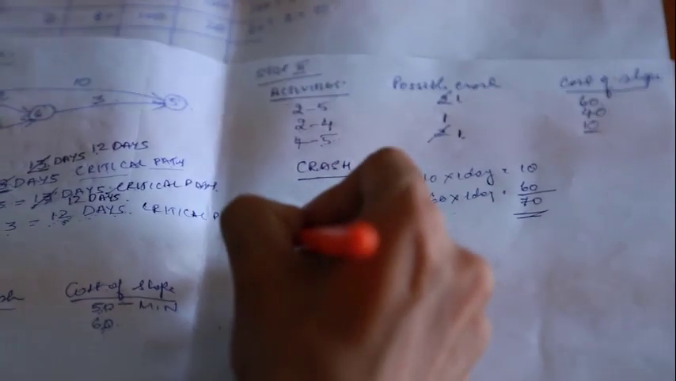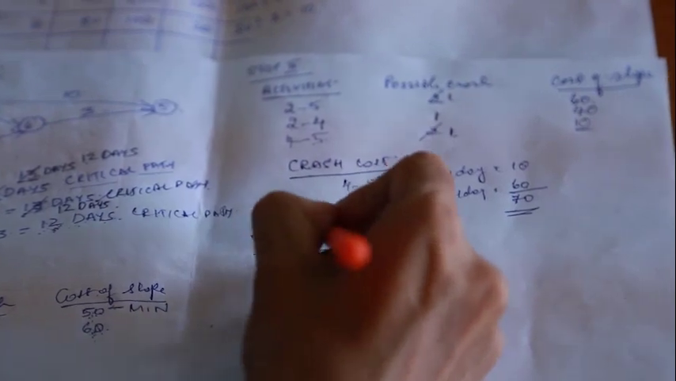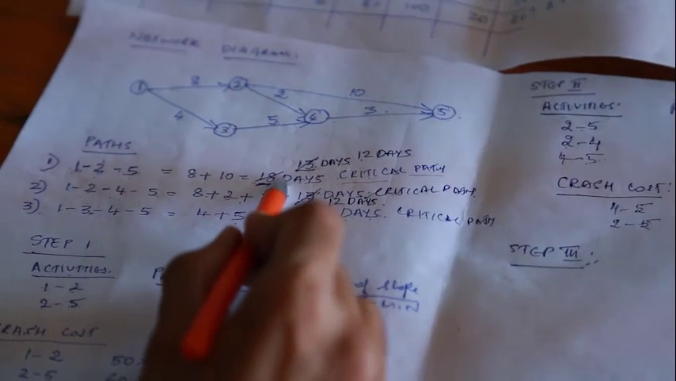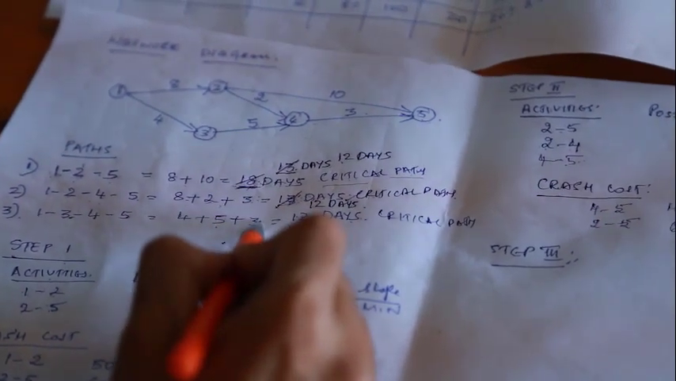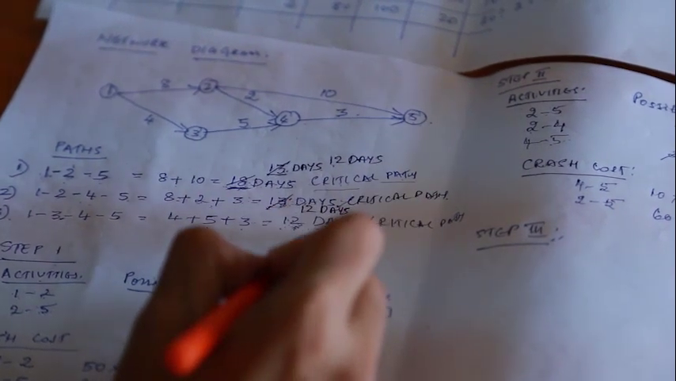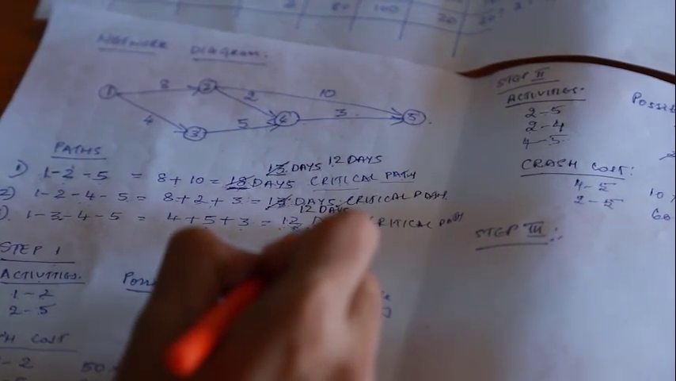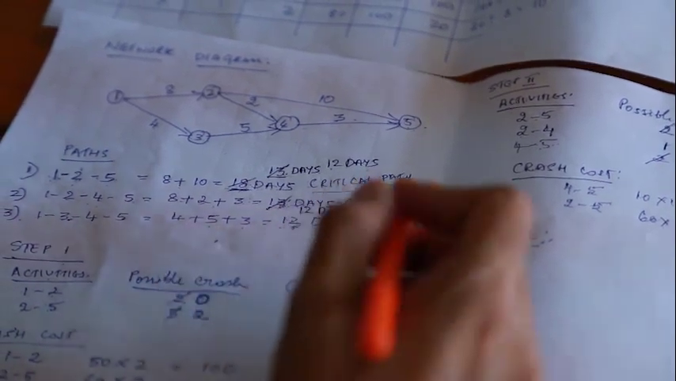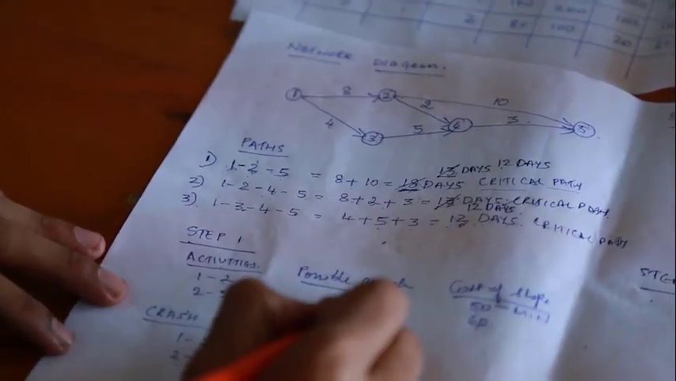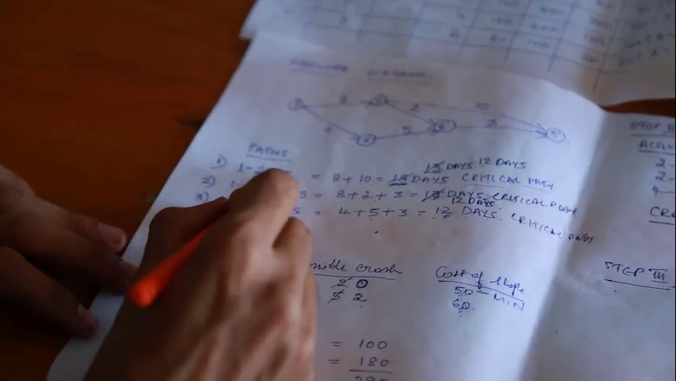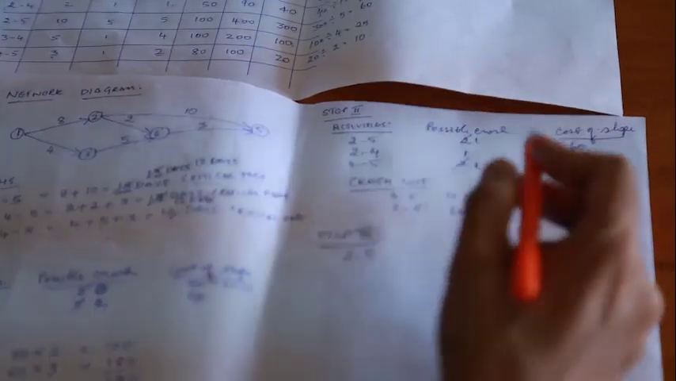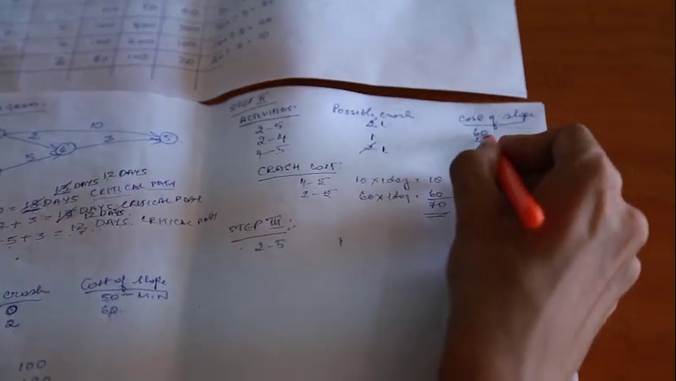So let us move to the third step. For the third step, I'm going to list out the critical activities of all the 3 critical paths, because all the 3 paths are your critical path. From path 1, 1 to 2 cannot be taken, it is 0. Next availability is 2 to 5. The possible crash is 1. Cost of slope is 60.